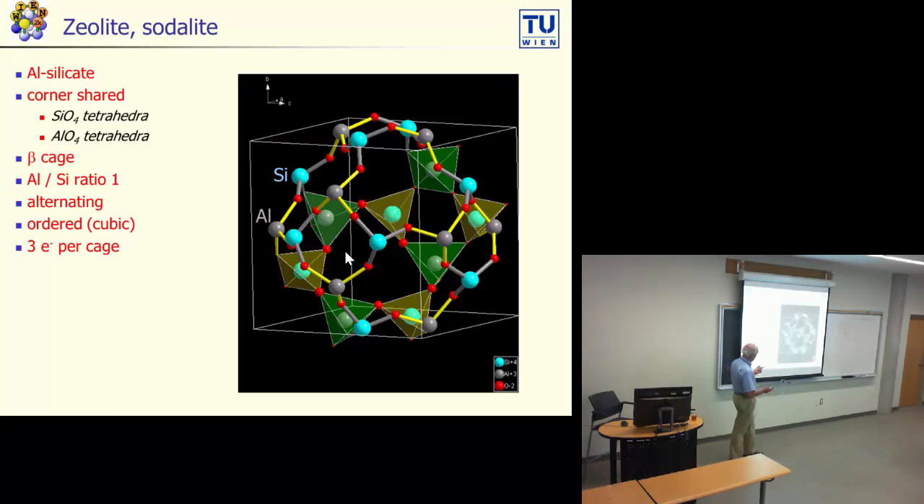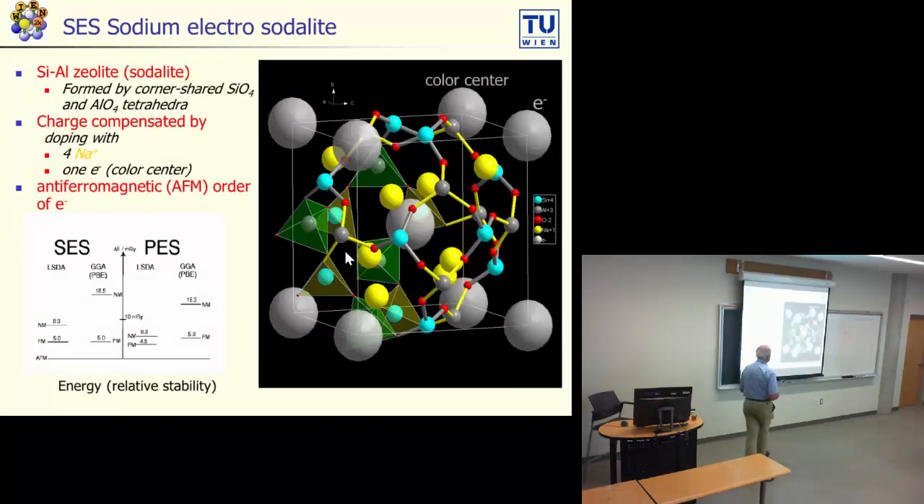And how to stabilize it? Per cage, you're missing 3 charges. How do you get 3 charges? You put in sodium. But by symmetry, there are 4 positions. So you put in 4 sodium atoms, shown in yellow, and so you have 1 too many. The 1 too many means you are left with 1 electron, and the 1 electron forms a color center in the center of this cage of sodium atoms.